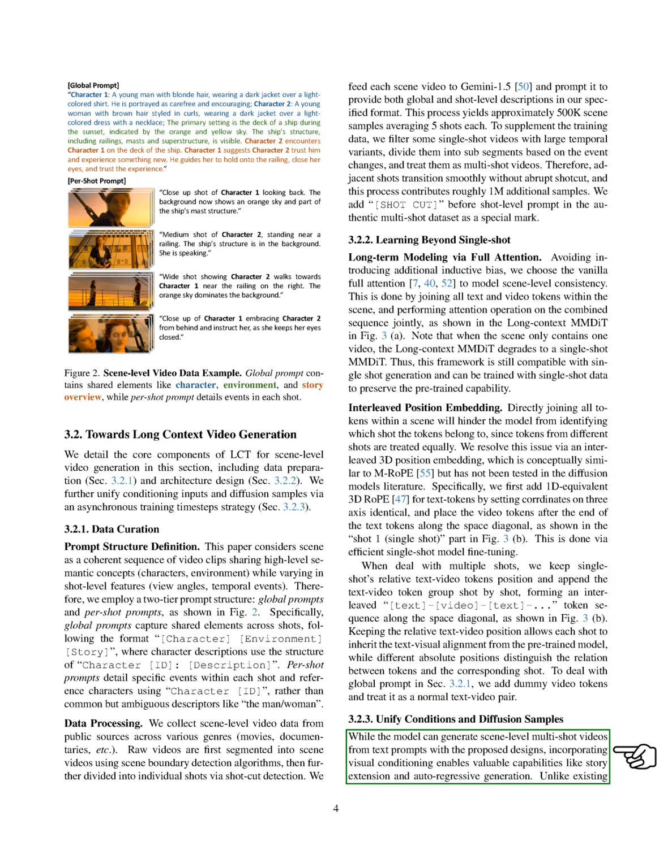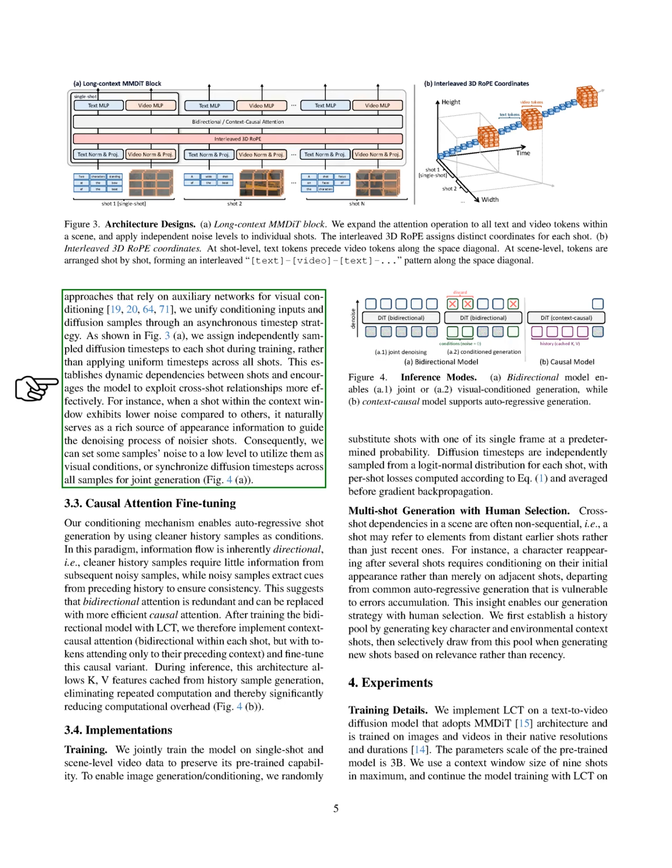Instead of using auxiliary networks for visual conditioning, we unify conditioning inputs and diffusion samples using an asynchronous time-step strategy. We assign different diffusion time steps to each shot during training, which helps create dynamic dependencies between shots. For example, if one shot has less noise, it can provide valuable appearance information to help reduce noise in other shots. This allows us to set some samples to low noise levels for visual conditioning or synchronize time steps for joint generation.